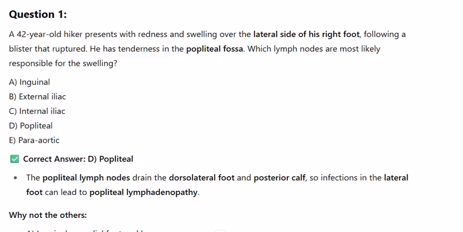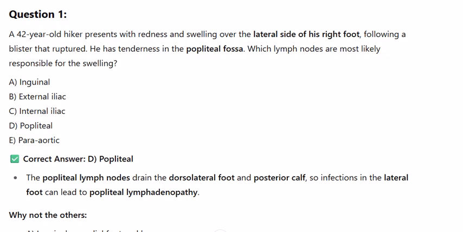A 42-year-old hiker presents with redness and swelling over the lateral side of his right foot following a blister that ruptured. He has tenderness in the popliteal fossa. Which lymph nodes are most likely responsible for the swelling? A. Inguinal, B. External iliac, C. Internal iliac, D. Popliteal, E. Para-aortic.